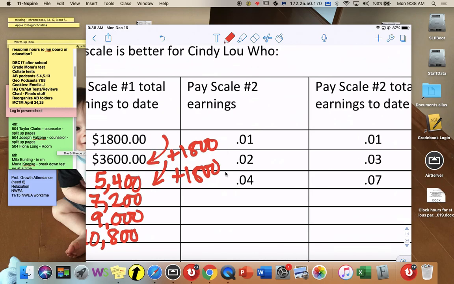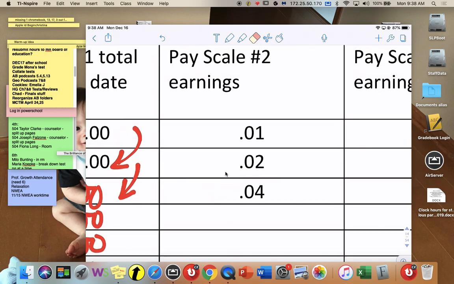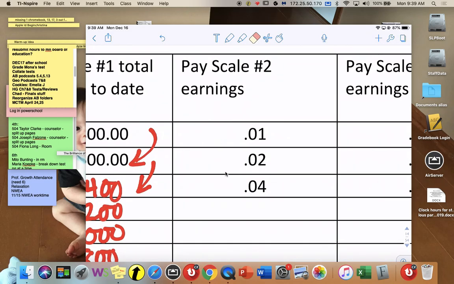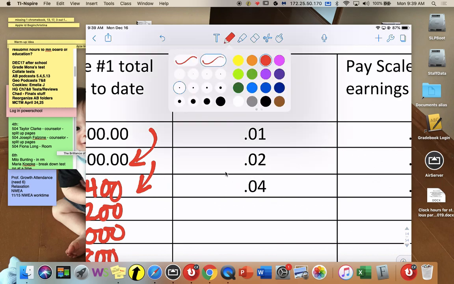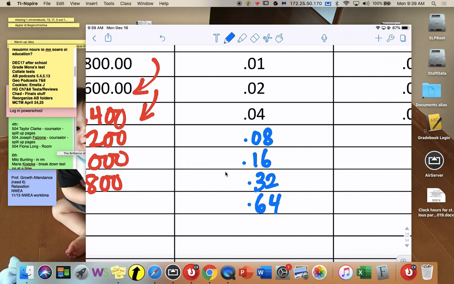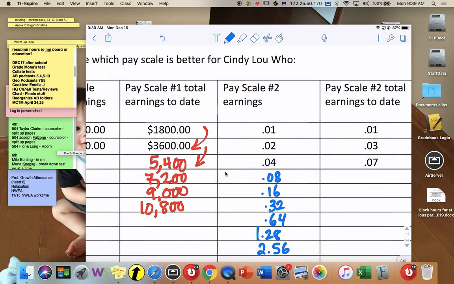Now in pay scale 2, it's slightly different. Again, every day you work, it doubles the previous day's total. And so in the fifth column, we start with 1 penny. The next day we double it, we get 2. Then we double it, we get 4. We double 4, we get 8. Double 8, we get 16, 32, 64, $1.28, $2.56, and so on. All right, so here in this column 5, you're just doubling the previous amount.